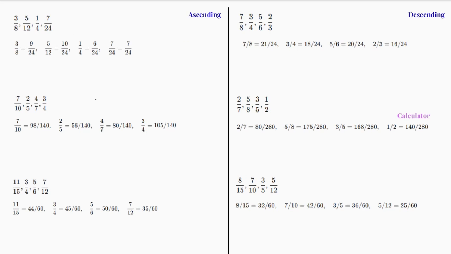Hi guys, this is an ordering fractions quick revision piece. I filled a lot of it in for you. So if you're new to ordering fractions, this will be really useful too.